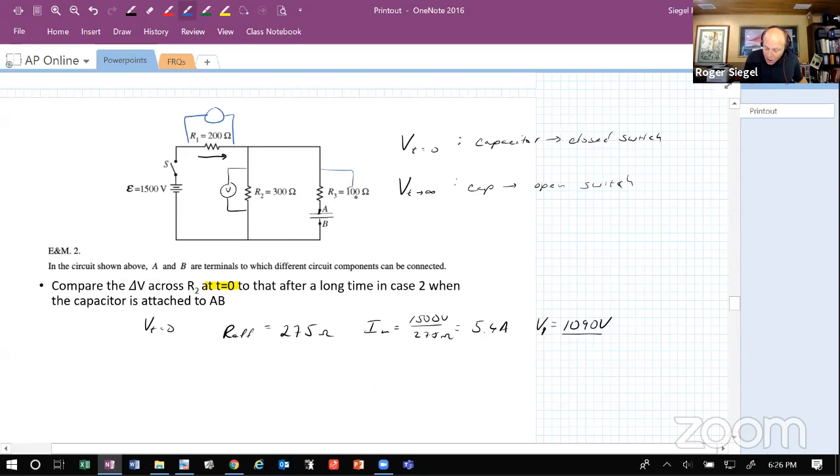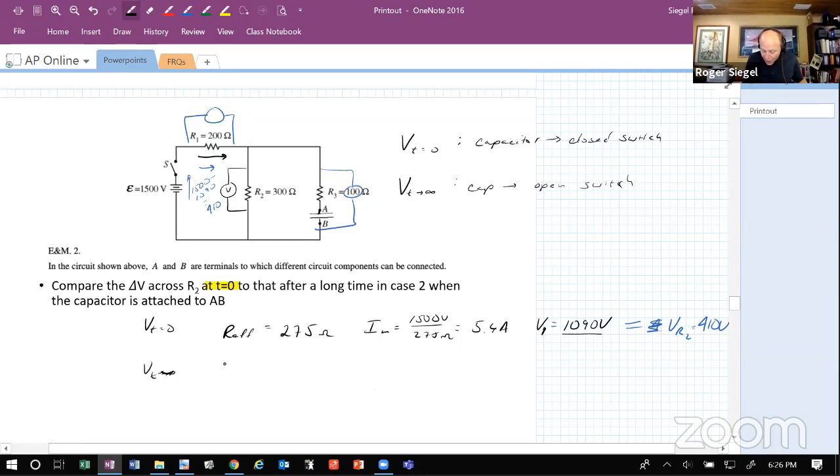Well, guess what? These two are in parallel, and so they're going to have the same voltage across them. So we have to use our loop rule, and we're going to say 1500 minus 1090 gives me 410. And so that is now the voltage across R1. So I'm going to say R2 is 410 volts. All right, now let's go ahead and find at time goes to infinity.